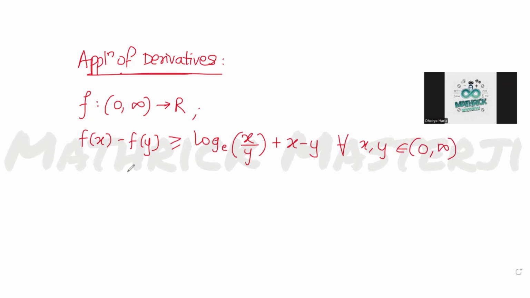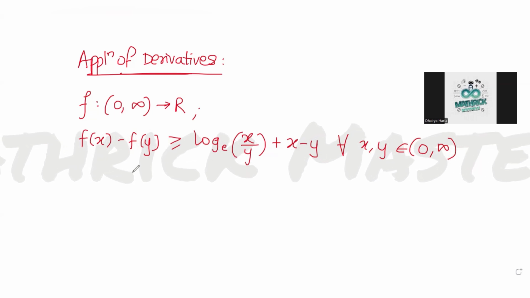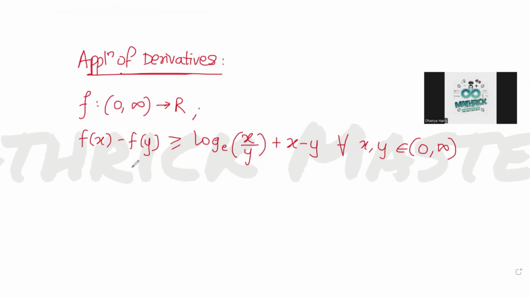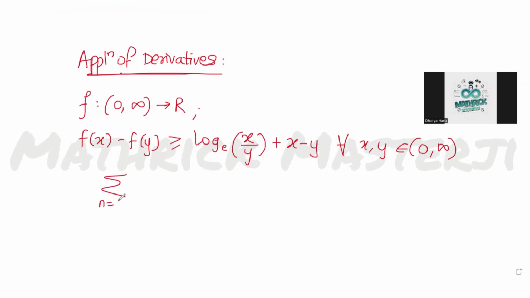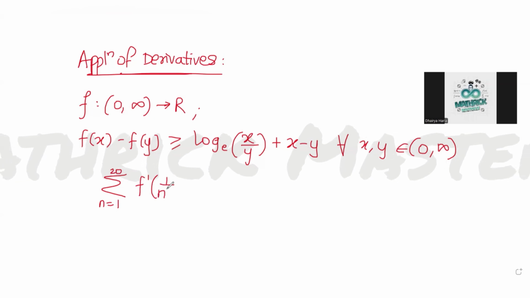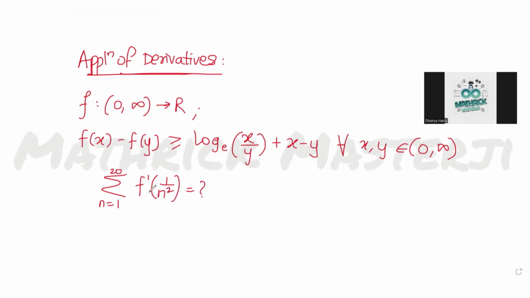The question tells me to figure out the value of an expression which is summation of n equals 1 to 20 of f dash of 1 over n squared. So that's the question asked to us.